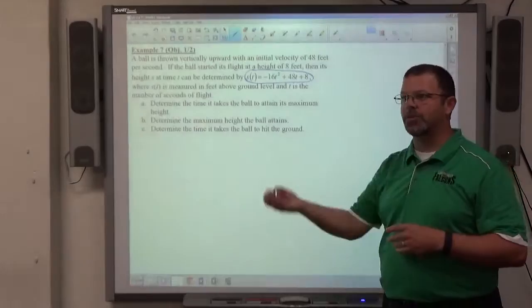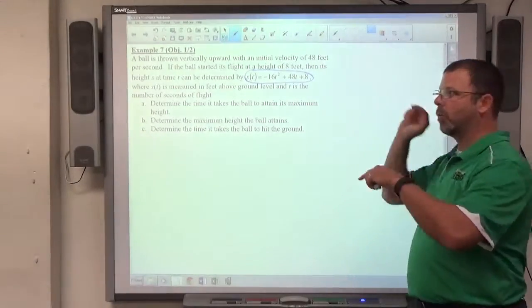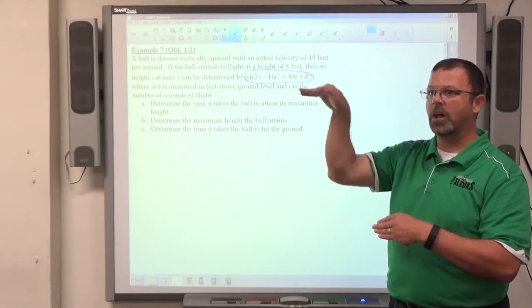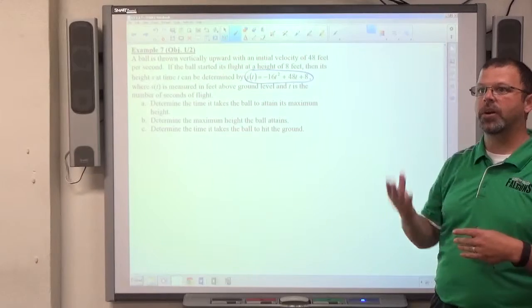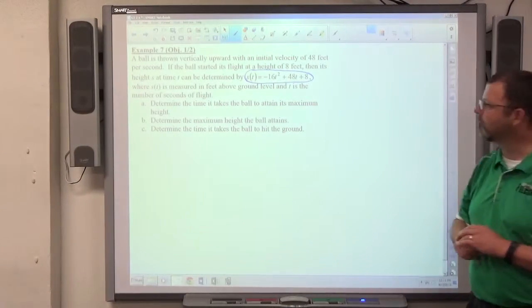It's easier to throw it straight up in the air because we don't have to do any sine, cosine stuff to determine the velocity going that way was 48. So the vertical velocity was this, the horizontal velocity is that. So we're going to be throwing stuff straight up in the air right now. When we get to trigonometry, we might start throwing them at some angle, make it a little more challenging.